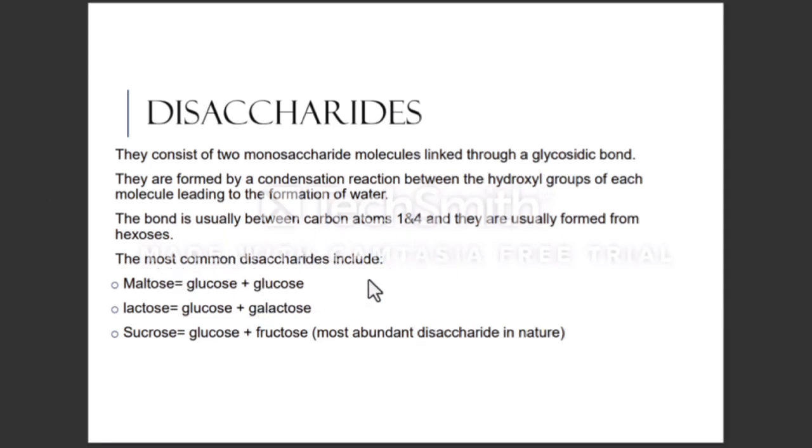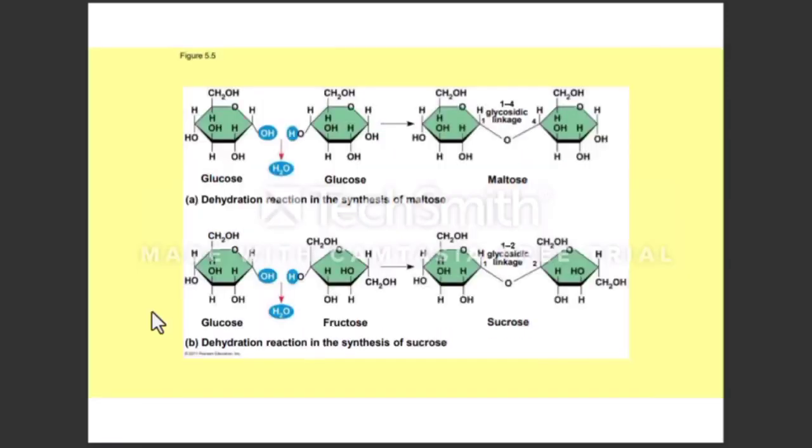The most common disaccharides include maltose, which is made up of two glucose monomers bound together by a glycosidic bond; lactose, which is made up of still two monosaccharide units, glucose and galactose, linked still by a glycosidic bond; and sucrose, which is made up of glucose and fructose. Sucrose is the most abundant disaccharide in nature. It is mainly found in plants, in sugarcane for example, and in some fruit.